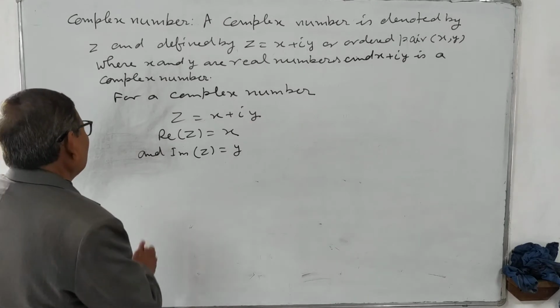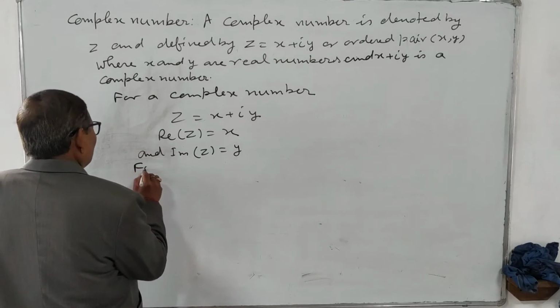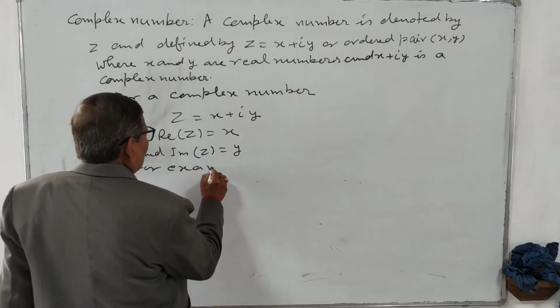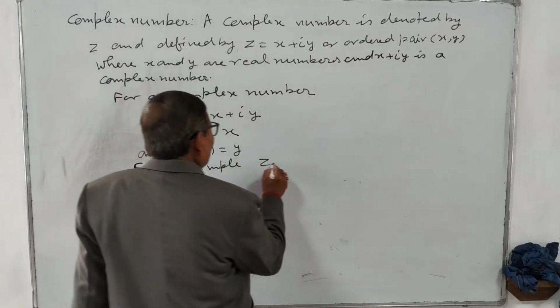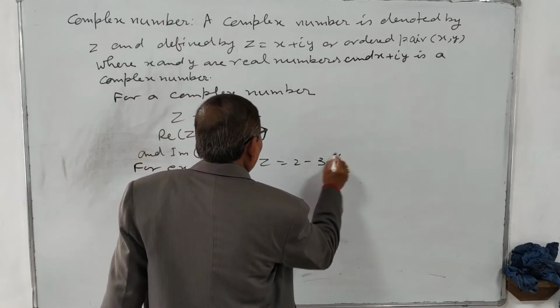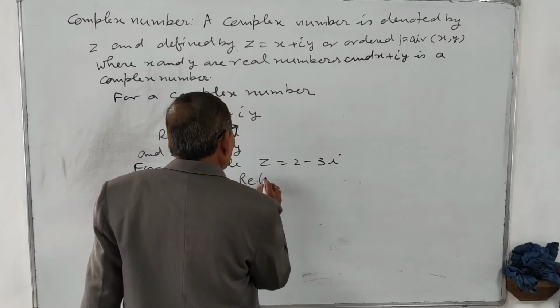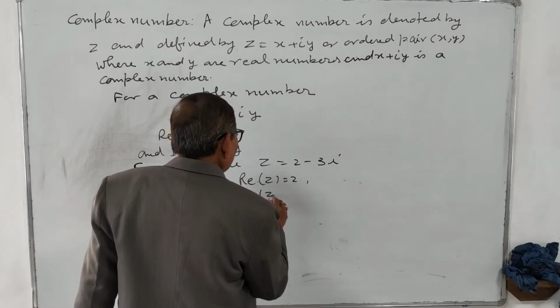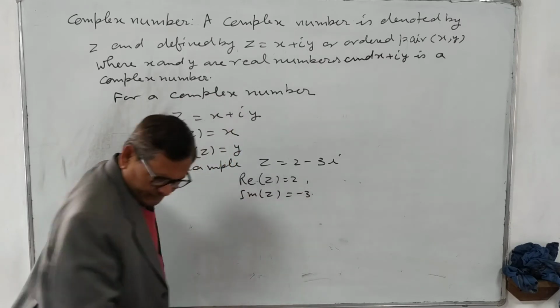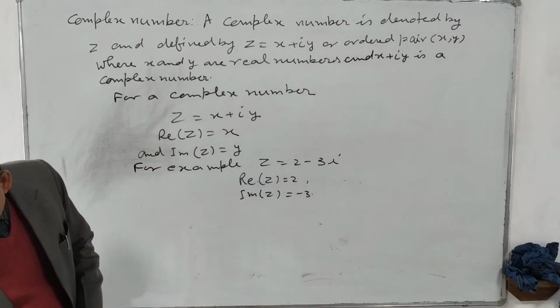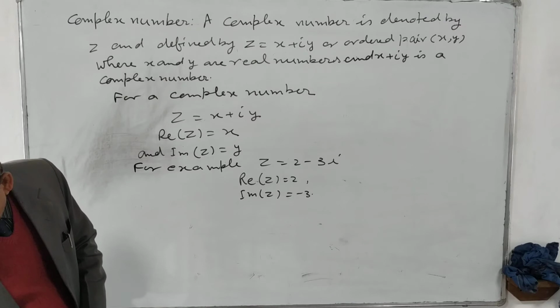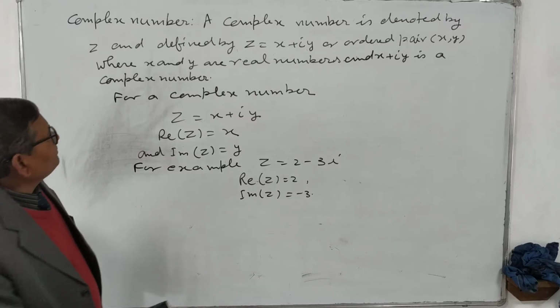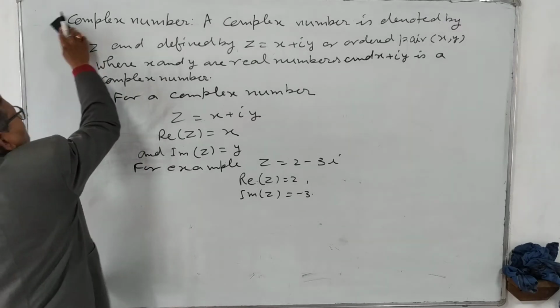For example, z equal to 2 minus 3i, your real part of z is 2 and imaginary part of z is minus 3. Question. Now question.